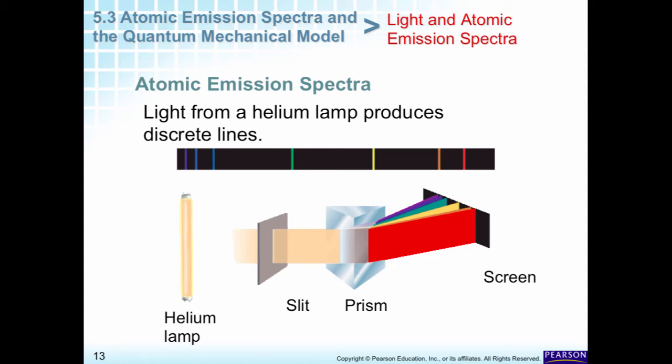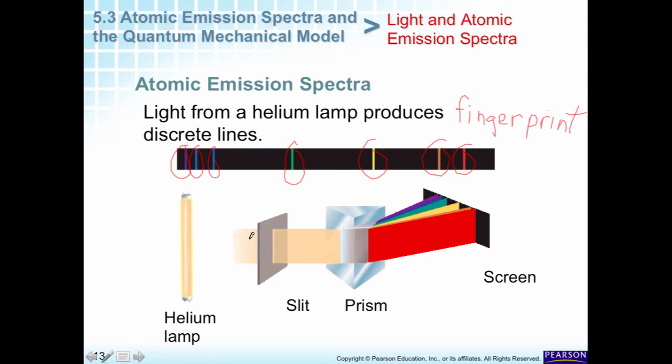Instead of using white light, if we use a lamp that only has one substance in it, such as helium, we see a different picture. We saw the whole rainbow with white light, but here, using helium, we're seeing a partial spectrum. We're seeing lines here, here, here, here, here, here, and here. This is like a fingerprint. It's unique for each element. So we can use this information to identify different substances if we have different types of lamps.